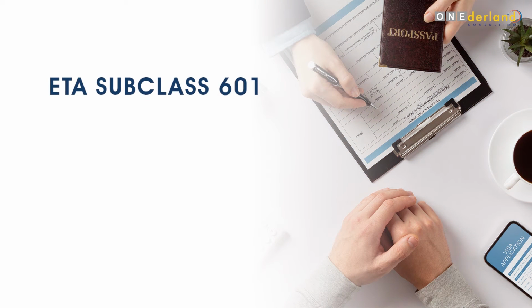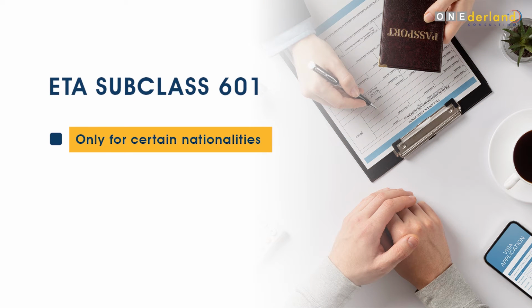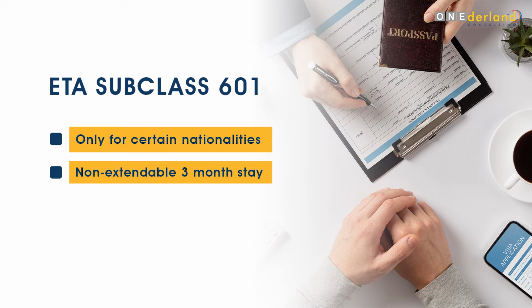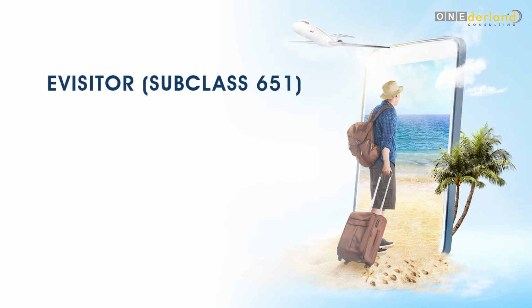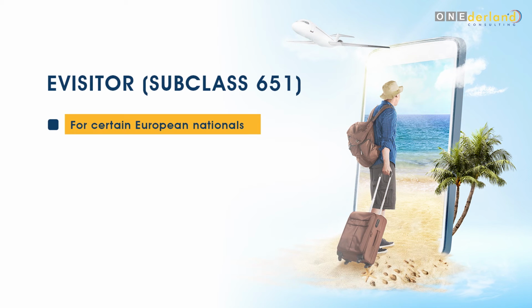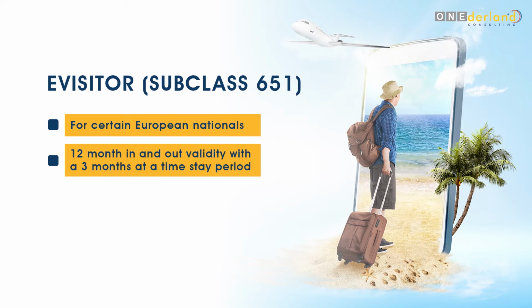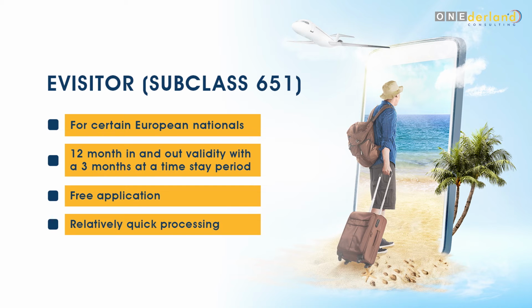So just a quick recap. ETA Subclass 601: only for certain nationalities, non-extendable 3-month stay, immediate processing, and free application. E-Visitor Subclass 651: for certain European nationals, 12-month in and out validity with a 3 months at a time stay period, free application, and relatively quick processing.